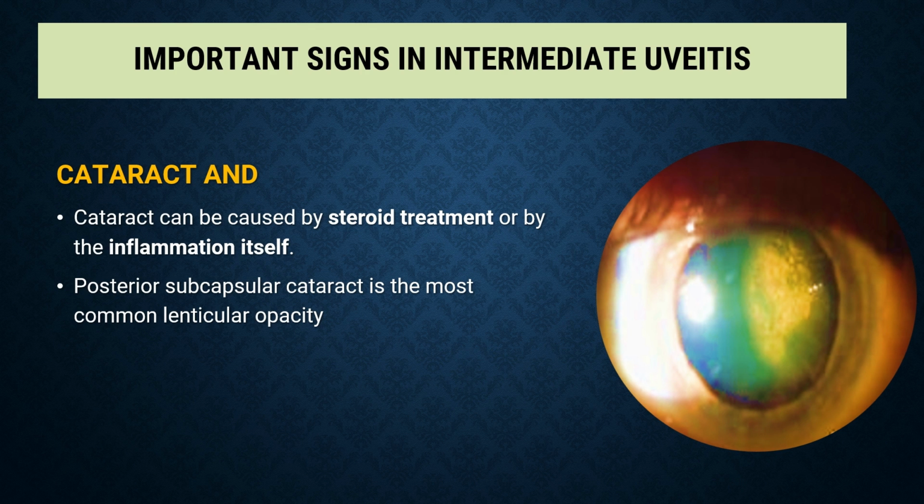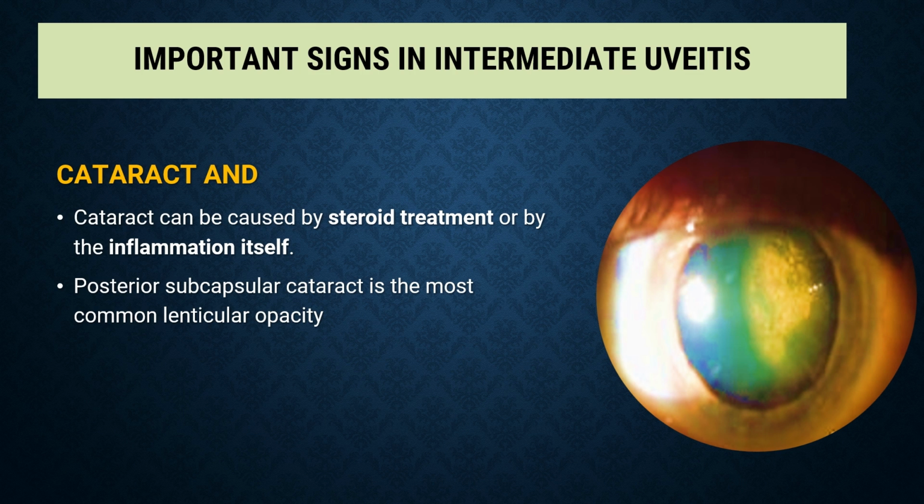Now, another complication that you see in intermediate uveitis is the presence of cataract. So this cataract can actually develop because of chronic inflammation that goes on with intermediate uveitis. As I told you, the disease can actually last for a decade as well. So that inflammation can lead to cataract, and sometimes the treatment that we give in intermediate uveitis.